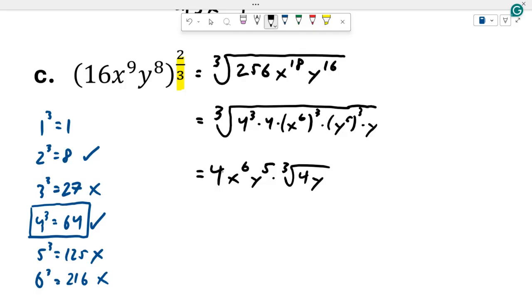But everything else I was able to pull out from underneath it. And again, what you're trying to do here is pull out as much as you possibly can from underneath the root. You want the root to be as simple as possible, and you want the coefficient to have as much stuff in it as you possibly can. So our final answer is 4 x to the 6th, y to the 5th, times the cube root of 4y. And that is our answer in simplest radical form. And again, if you got that answer using some different method, maybe you did the cube root first and then you squared or whatever, that's our answer.